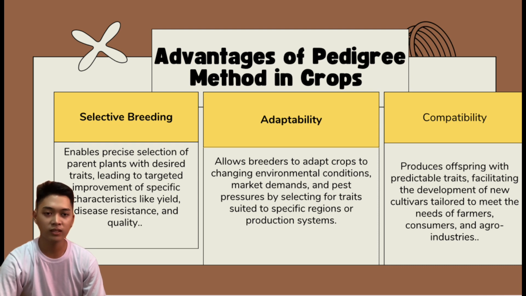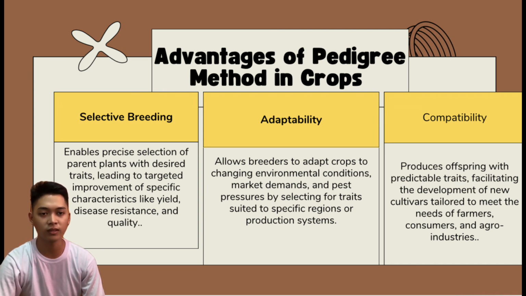And the last is compatibility. It produces offspring with predictable traits, facilitating the development of new cultivars tailored to meet the needs of farmers, consumers, and agro-industries.